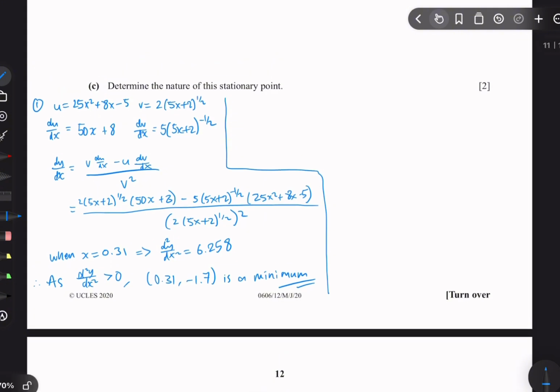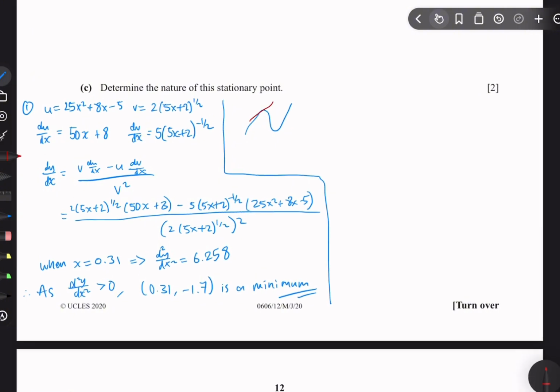Okay, so this is the first way we can determine the nature. The second way we can do this is by considering the gradient on either side of the stationary point. For a cubic graph, the maximum will have an increasing gradient and then a decreasing gradient. So for the max, the gradient will increase then decrease. And then for the minimum point, it will decrease first and then only increase. So keep this in mind. And since the stationary point for this question is 0.31, minus 1.7, we can find the gradient of the points before 0.31 and after 0.31.